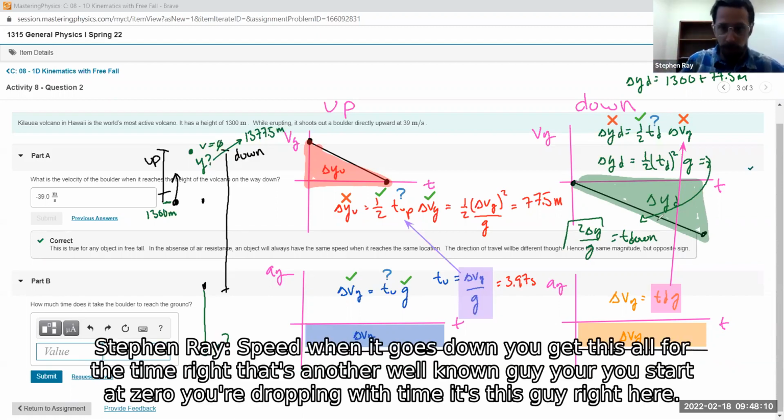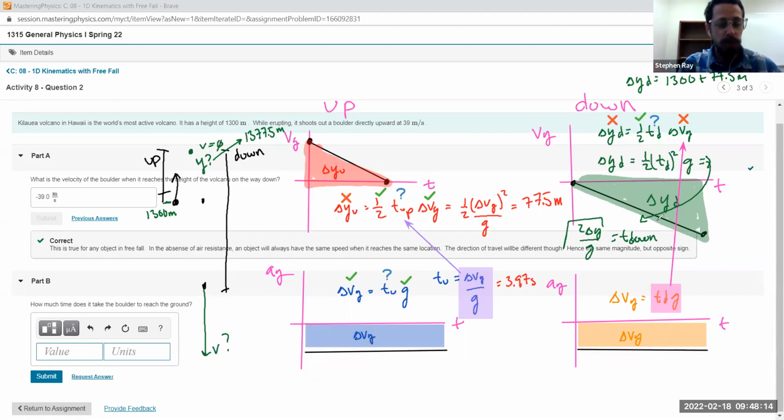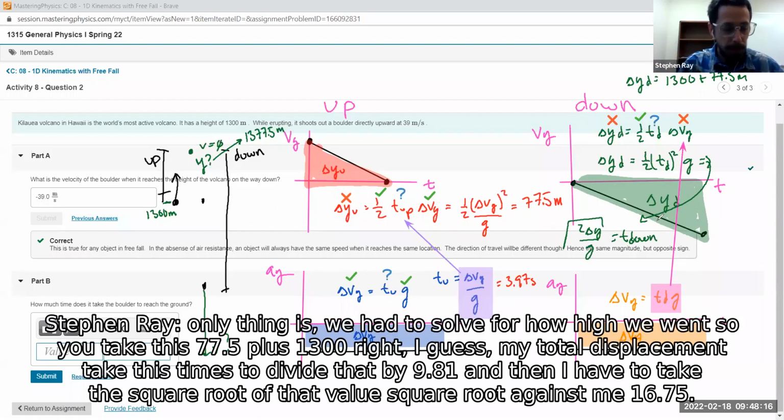That's another well-known guy here. You start at 0, you drop it. What's the time? It's this guy right here. The only thing is we had to solve for how high we went. So we're going to take this 77.5 plus the 1,300, right? I guess we have my total displacement. Take this times 2. Divide that by 9.81, and then I have to take the square root of that value.